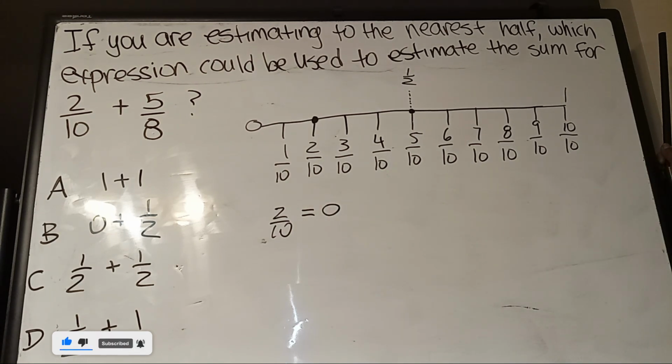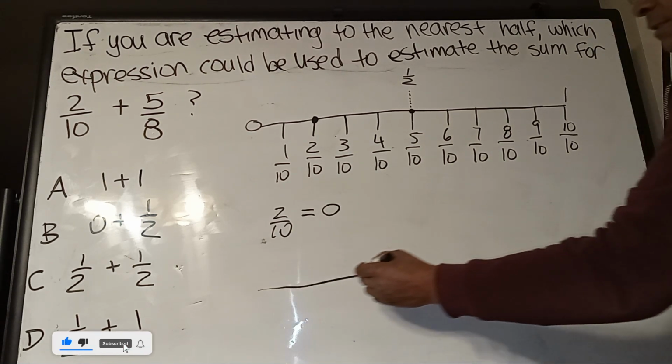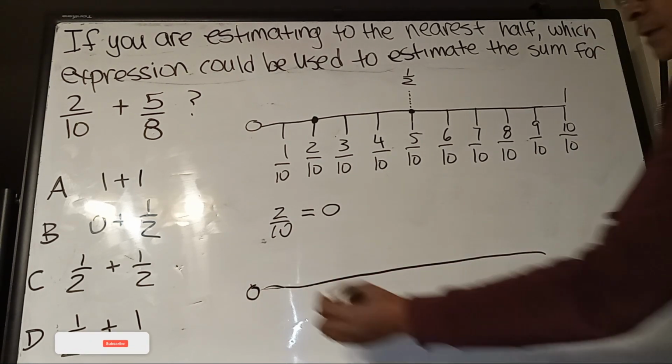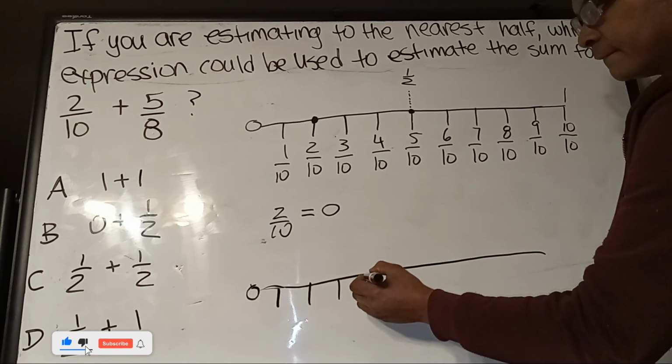And moving on, we're going to go to 5/8. We're going to draw that number line just the same way. How many times are we cutting it up? 8. There we go. So we're just going to mark those.